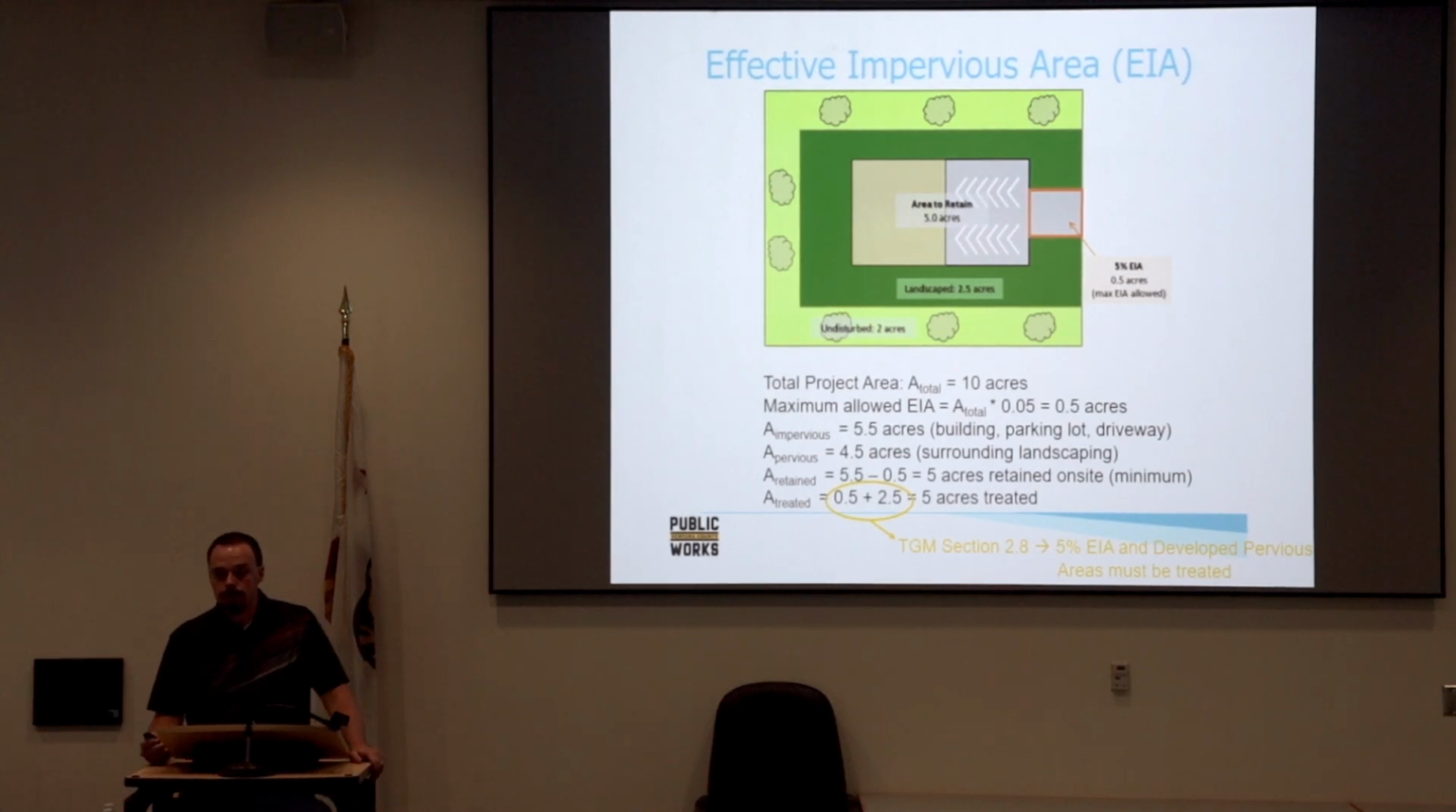Just a minor thing. It has 0.5 plus 2.5, and it equals 5 acres. Is it supposed to be 3 acres? Oh, yes. Okay. Yes, thank you.